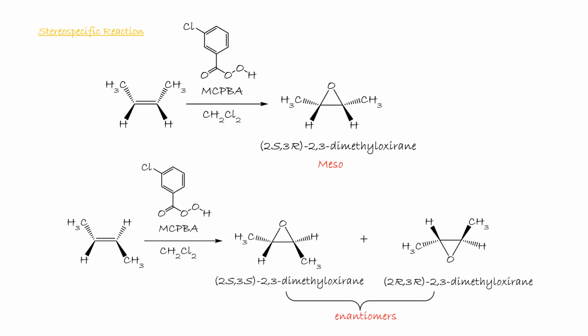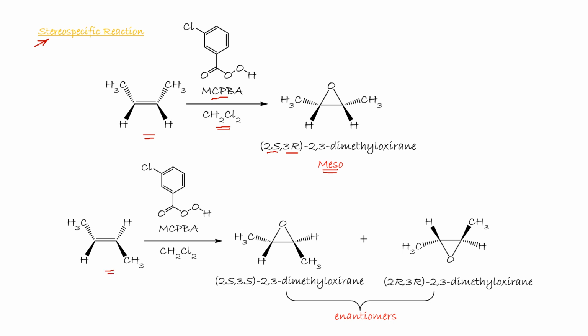Again, this reaction is a stereospecific reaction. Starting with cis-butene with meta-chloroperoxybenzoic acid in dichloromethane leads to the formation of 2S,3R-2,3-dimethyloxirane, one compound, a meso compound, an optically inactive compound.